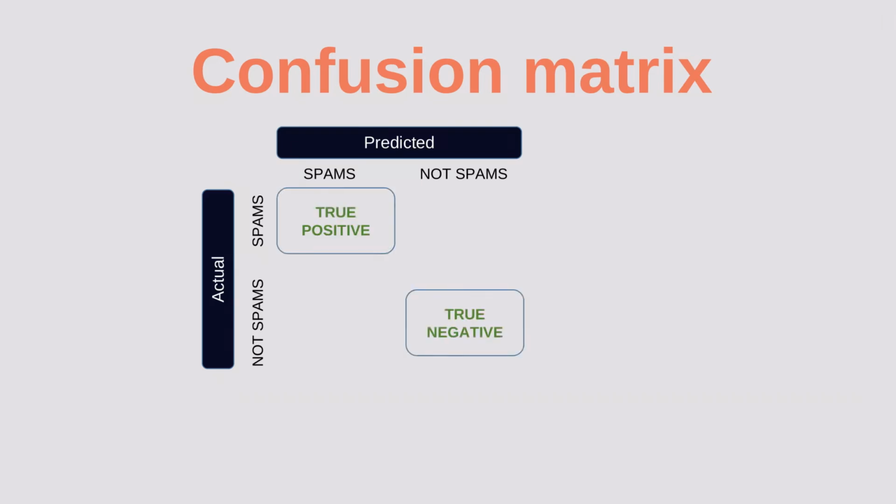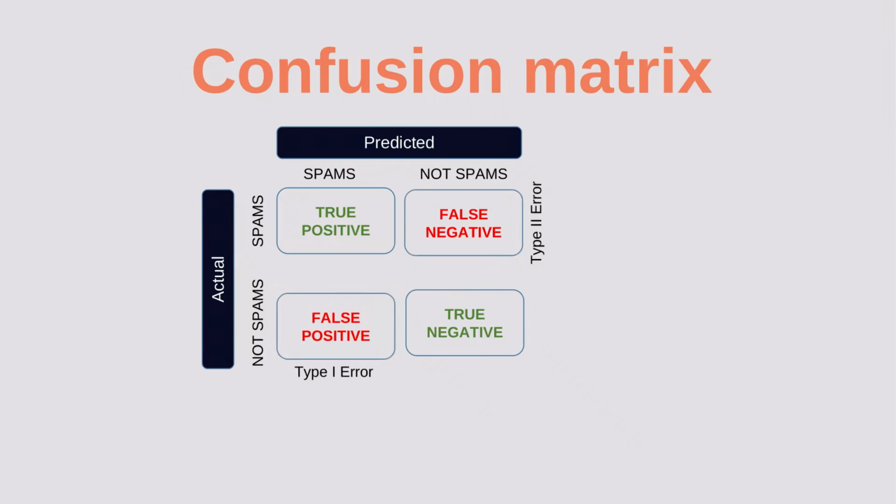True positives, these emails are correctly labeled as spam. True negatives, these are legitimate emails that are correctly labeled as not spam. False negatives, these are spam emails that were incorrectly labeled as not spam. And false positives, these are legitimate emails that were incorrectly labeled as spam. By the way, false positives and false negatives are called type 1 and type 2 errors respectively.